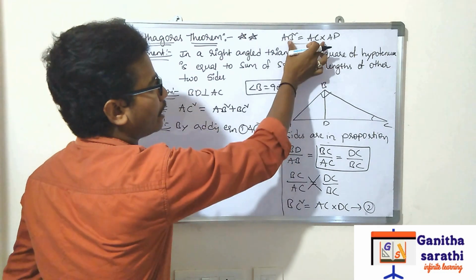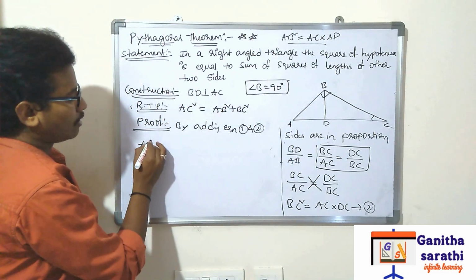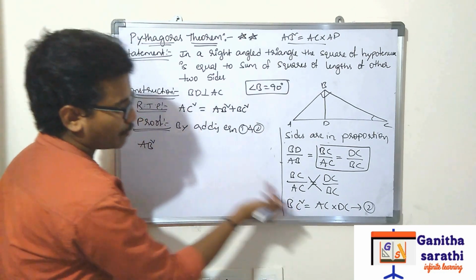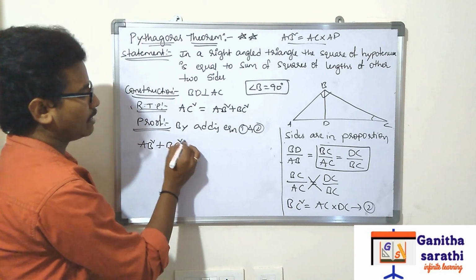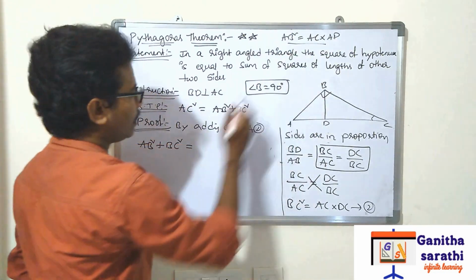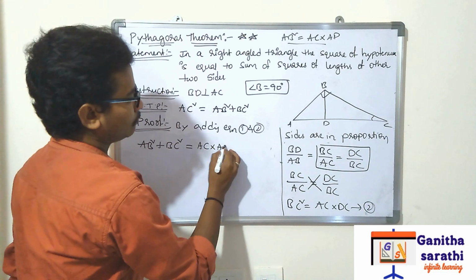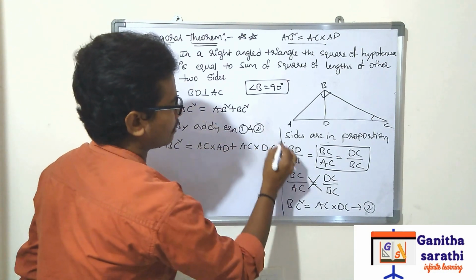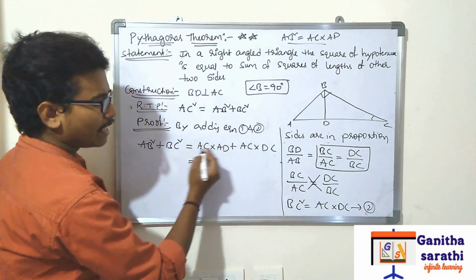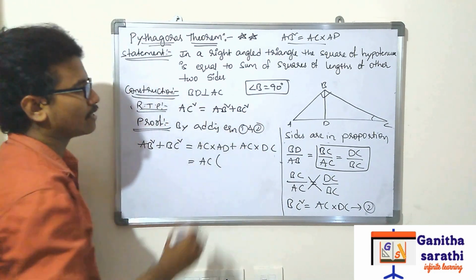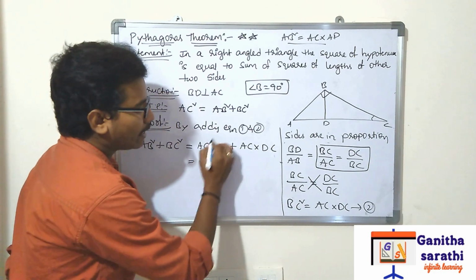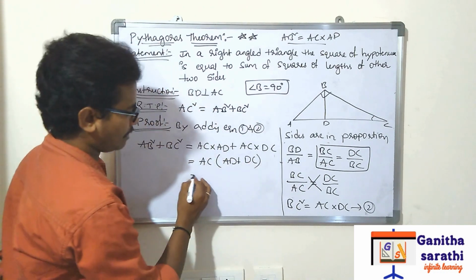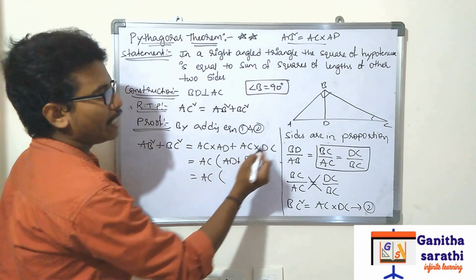What is the first equation? I have written it here: AB square. Keep the RHS to the RHS and the LHS to the LHS. AB square plus BC square is equal to AC into AD plus AC into DC. Here we can take AC as common. Good. Now, what is the remaining part? AD plus DC, so it is AC into AD plus DC.